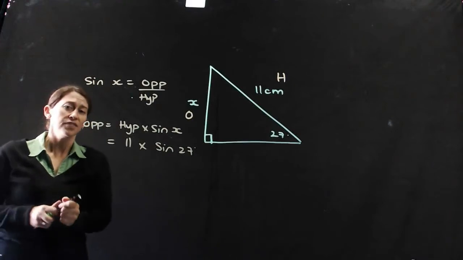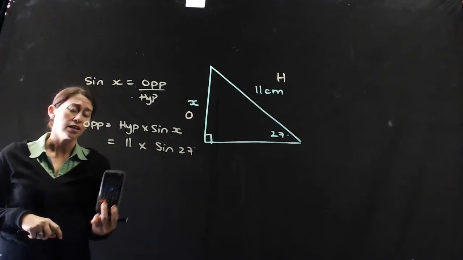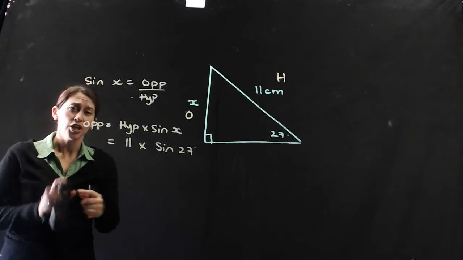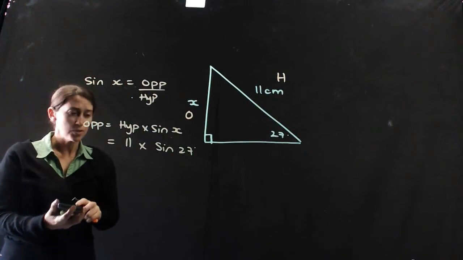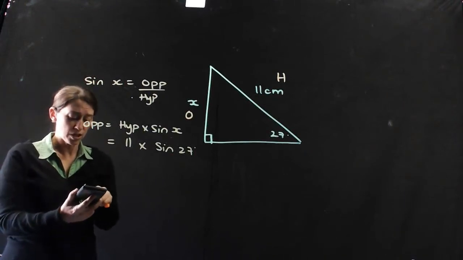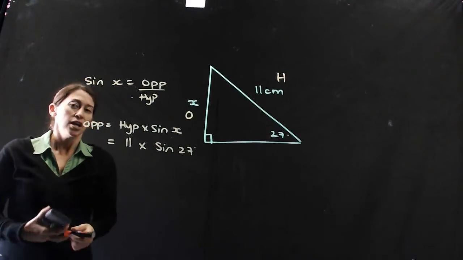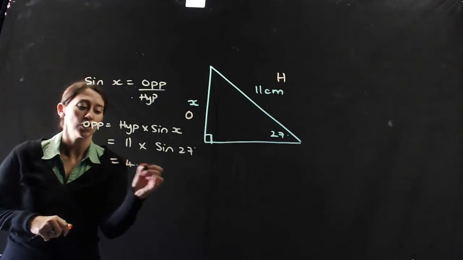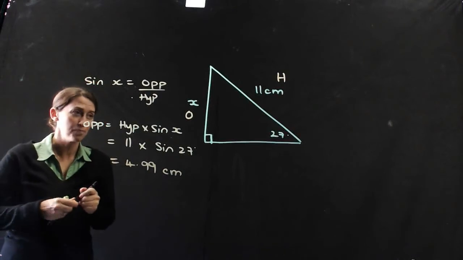Now, because the angle is in degrees, you need to make sure that your scientific calculator is in degrees. If it's in radians, has an R at the top or a G, you need to change the mode and check that you've got it in degrees. So substituting the values in, 11 multiplied by sine 27 gives me 4.99 correct to 2 decimal places. Where possible, always leave your answer correct to 2 decimal places unless the question specifies, and don't forget to write units. So we're dealing with centimetres here.